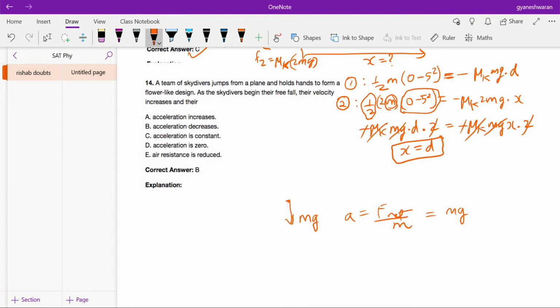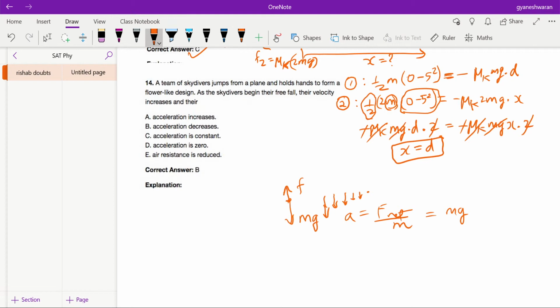But then as the velocity increases, the drag force due to air resistance also increases. So the faster and faster the people fall down, the more the air resistance. Slowly the air resistance will start increasing, so let us call it friction. So the net force will start decreasing like this, like this, like this. Finally, the net force will become zero, and that is the stage when terminal velocity will be reached.